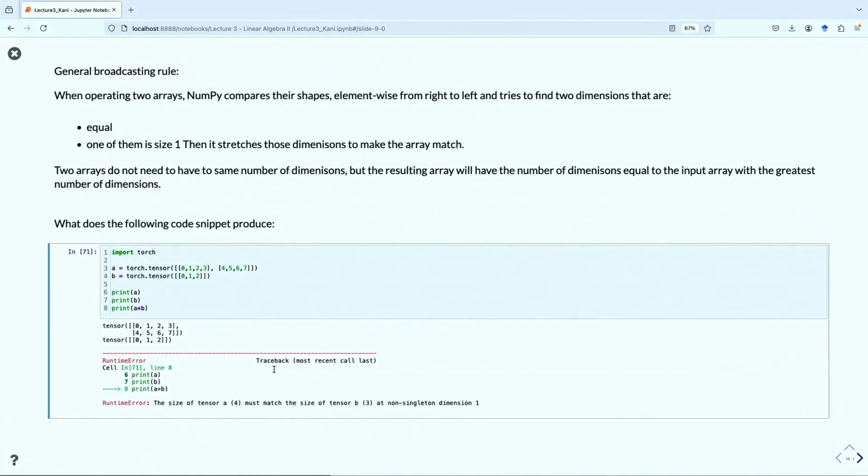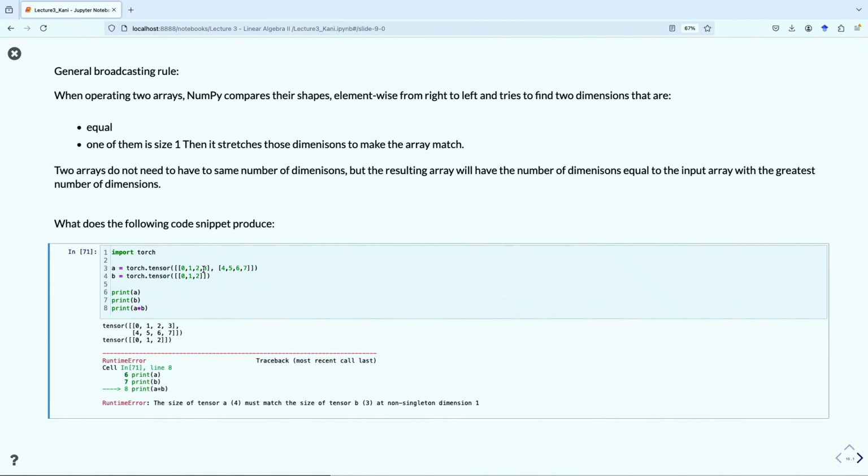So why do we get a runtime error? It's because none of the dimensions match in this case. There is one dimension along x that's a 1, so we could stretch this. We could stretch the 0 dimension here to make it 2, but then this dimension 3 doesn't match this dimension 4.